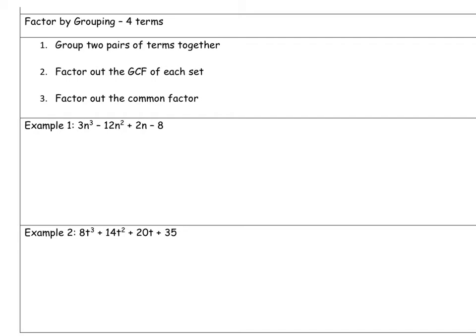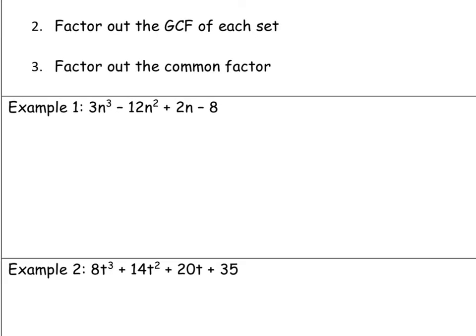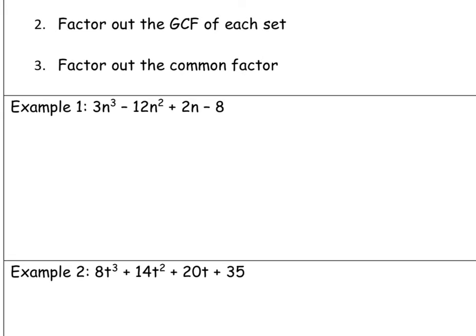So we want to group the two pairs of terms together, and usually it's the first 2 and the second 2. So I'm going to group them with parentheses: 3n cubed minus 12n squared, and then 2n minus 8. Now I want to find a GCF for 3n cubed minus 12n squared.